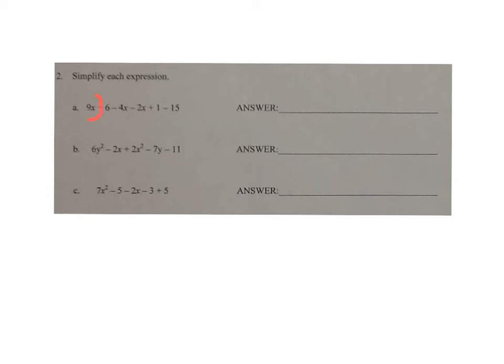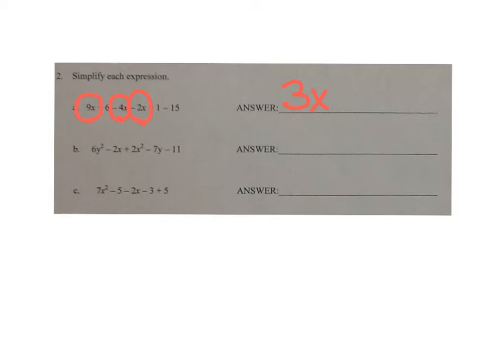So here I have a 9x, here I have a minus 4x, and this is a minus 2x. If I combined all those together, positive 9 minus 4 minus 2 would equal positive 3. So that would give me a positive 3x.